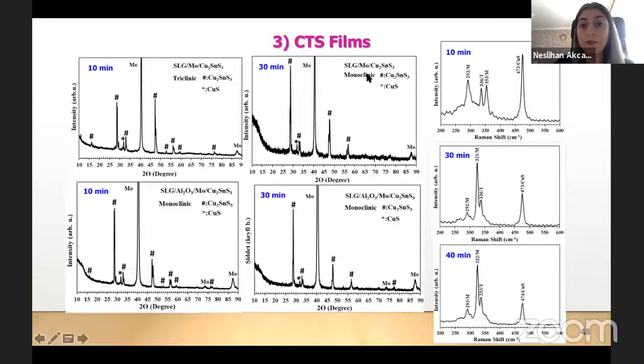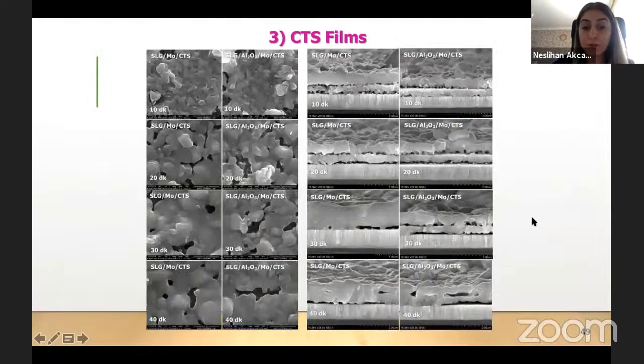It exhibited monoclinic structure in XRD analysis, but if we investigate it by Raman spectroscopy, you see there are also monoclinic and triclinic crystal structures. And also with increasing sulfurization time, the peak belonging to copper sulfide decreased in intensity. So we decided to use 30 and 40 minutes for the sulfurization of the CTS films.